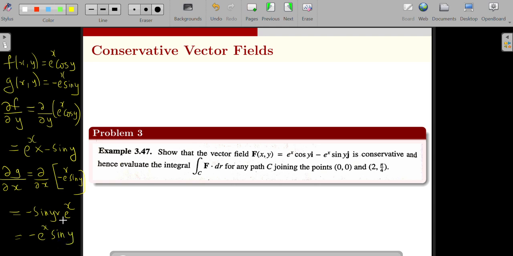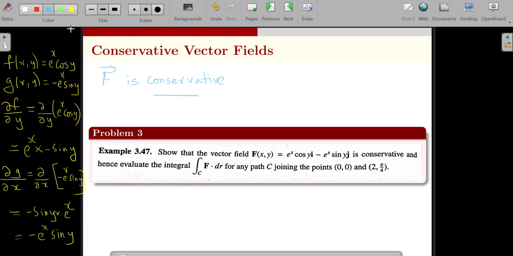So here what we obtain is that ∂f/∂y is equal to minus e^x sin y, and ∂g/∂x is equal to minus e^x sin y. So we obtain that ∂f/∂y is equal to ∂g/∂x, and this means that this particular vector field F is conservative. F is conservative. So we are done with the first part.